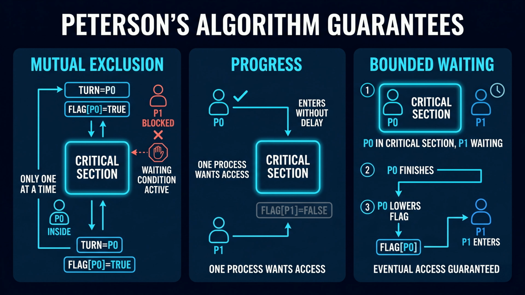What makes Peterson's algorithm powerful is that it satisfies mutual exclusion. If P0 is inside the critical section, P1 cannot enter because the waiting condition will block it. The same is true in reverse. It also satisfies progress. If only one process wants access, it enters without delay because the other process's flag is false. It also satisfies bounded waiting because a process cannot be postponed forever. Once one process finishes and lowers its flag, the waiting process gets its chance. These guarantees made the algorithm a landmark in synchronization theory.